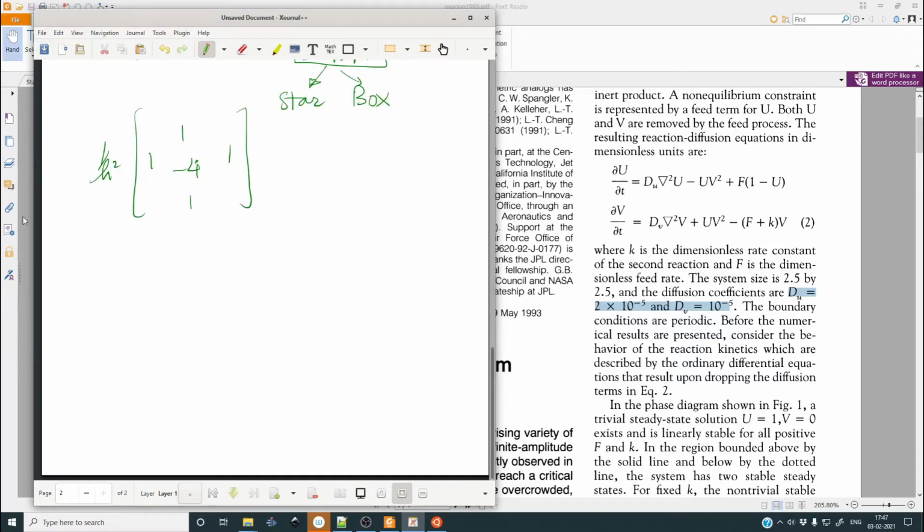What about the box? So the discretization that many people have used in order to simulate what they call the Gray-Scott systems, and actually this kind of thing was analyzed in quite some detail by Alan Turing.